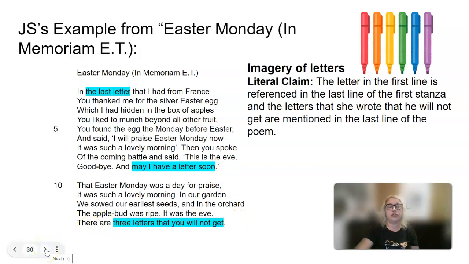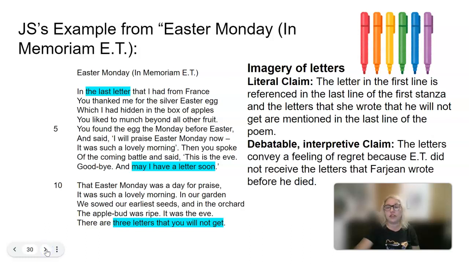All right, then if we go to a debatable interpretive claim, this is where we do some evaluation and interpretation. And we think about what is the effect of this technical aspect, this progression of imagery on the poem's meaning. And so here's what the student came up with. The letters convey a feeling of regret because Thomas E.T. did not receive the letters that Farjeon wrote before he died. So this is really evaluation, I think.